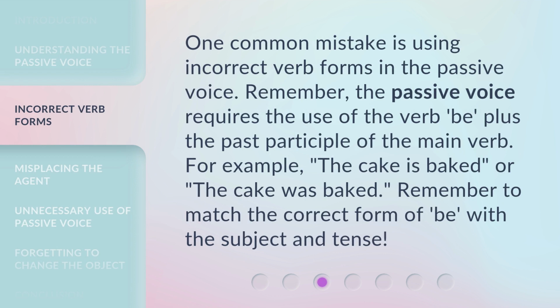One common mistake is using incorrect verb forms in the passive voice. Remember, the passive voice requires the use of the verb be plus the past participle of the main verb. For example, the cake is baked, or the cake was baked. Remember to match the correct form of be with the subject and tense.